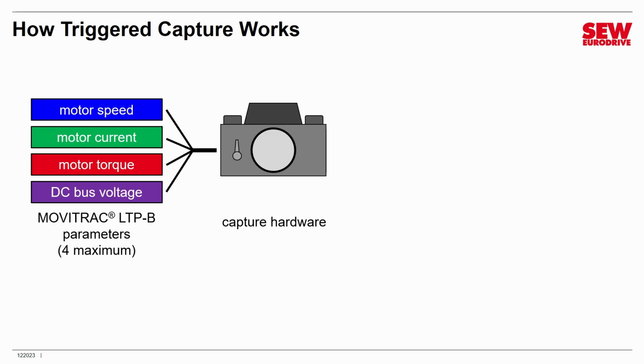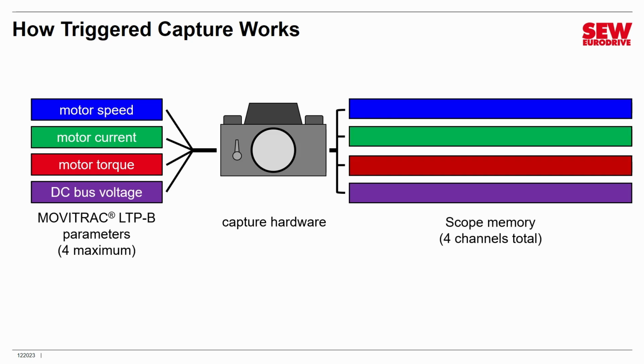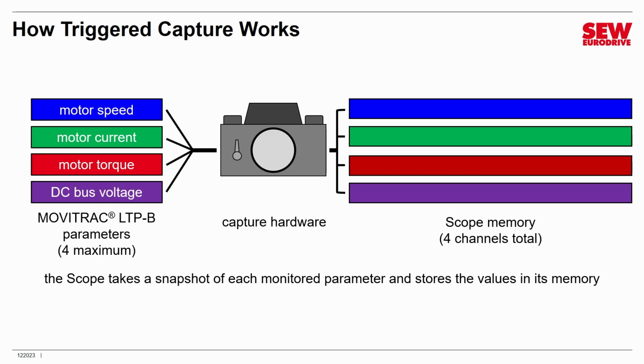You pick these, and the capture hardware is going to start monitoring those 4 things. The capture hardware is going to dump the number values of those parameters into its memory. The scope memory has 4 independent channels to hold the information that it captures when it's monitoring those parameters. So what the scope is going to do is take a snapshot of each monitored parameter and store that value in its memory.